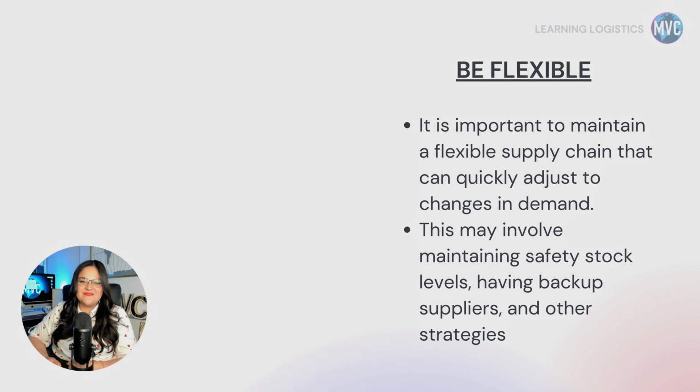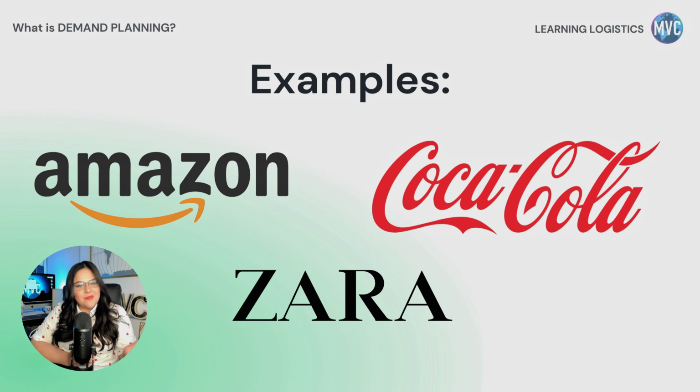Okay. And now we've come to my favorite part of the lesson, which are the examples. Now we're going to talk today about companies using demand planning. Many companies have successfully implemented demand planning strategies to improve their supply chain management. I'm going to give you 3 examples of companies that have done that and how they have effectively used demand planning. So today, we're going to talk about Amazon, Zara, and Coca-Cola.